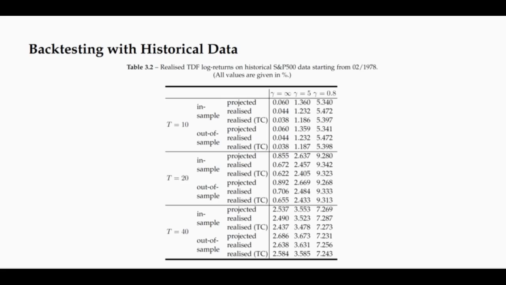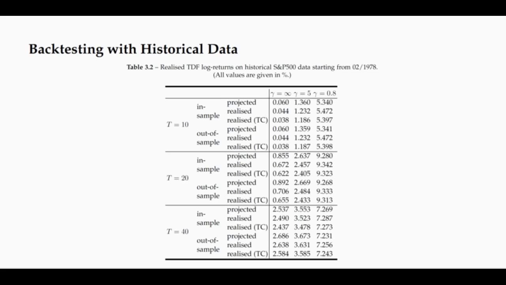So for 20 years, they are somewhere between 6.6% and 2.8%, depending on the different scenarios, where in sample is such that the parameters are estimated through the entire set of data from 1978 to 2018, whereas out of sample refers to the situation where the parameters are estimated from S&P 500 data prior to 1978.